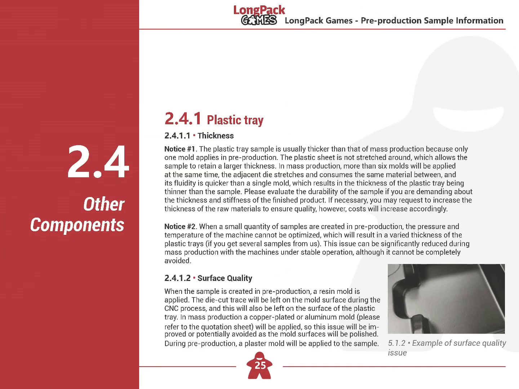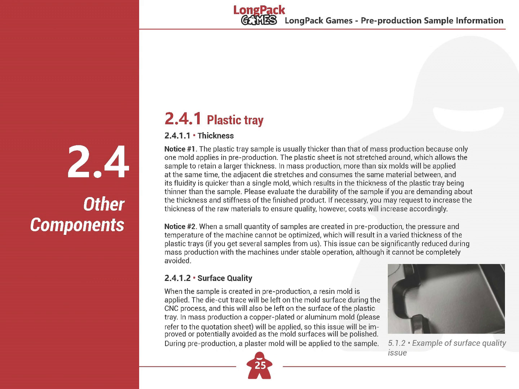18. Other components. Plastic tray. Thickness. Notice number 1. The plastic tray sample is usually thicker than that of mass production because only one mold applies in pre-production. The plastic sheet is not stretched around, which allows the sample to retain a larger thickness. In mass production, more than 6 molds will be applied at the same time.